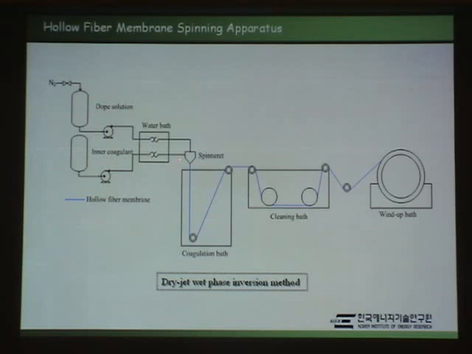Internal coagulant, that is water, was kept in another container and they were both pressurized through the tube in orifice spinneret. After passing through this spinneret, the hollow fiber membrane was coagulated, solidified in the external coagulant. Water was used as external coagulant. Thereafter, the hollow fiber membrane was washed thoroughly and wound up around the wind-up drum.